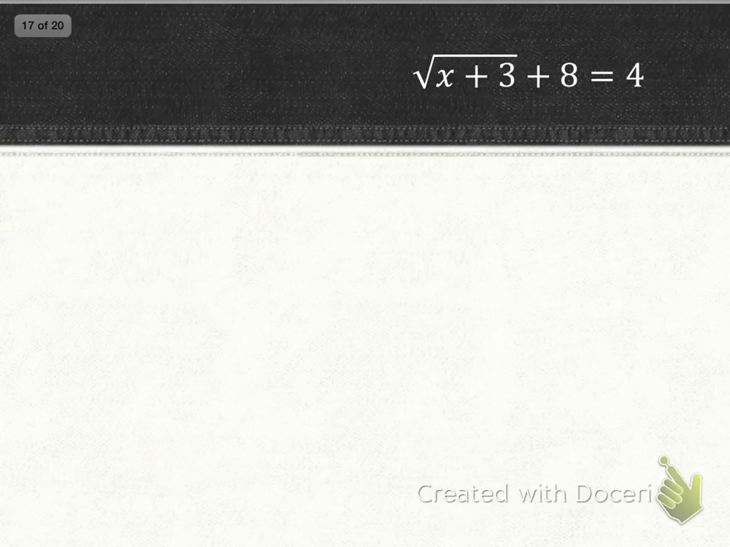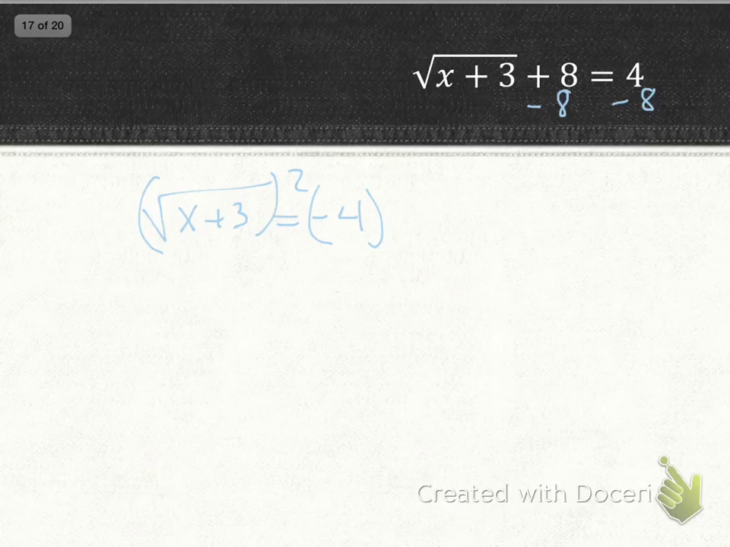Okay, we need to get the square root by itself, so we need to get the things not attached to it gone first. So we're going to subtract 8. So I have x plus 3 equals negative 4. Opposite of square rooting is squaring. I use parentheses because negative 4 times negative 4 is a positive 16. You are squaring it twice, so negative 4 times negative 4. These cancel, so it becomes x plus 3. Subtract 3 to get 13, and then we need to check our answer.